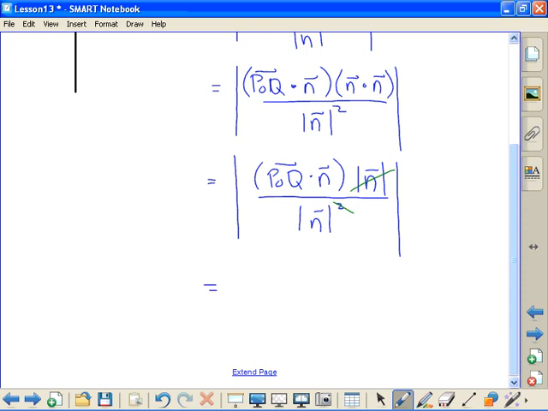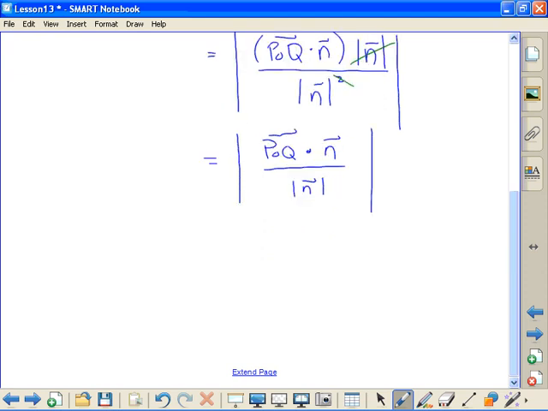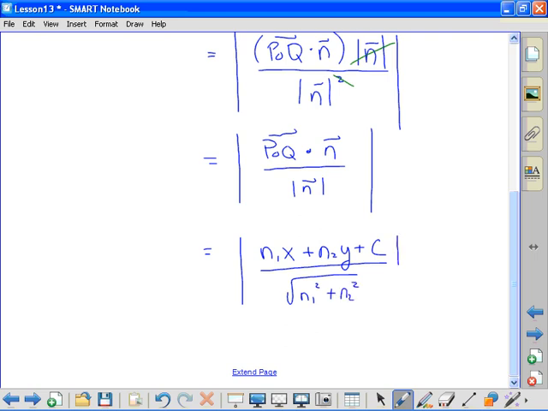So our final formula, and this is what needs to get on your formula sheet, is P naught Q dot the normal over the magnitude of the normal. And I'm going to take it one step further, because we know what P naught Q dot n is. So what is the numerator equal to? Well, it's equal to the standard equation. So we would end up with n1 x plus n2 y plus c, divided by the magnitude of the normal, which is n1 squared plus n2 squared, square rooted.